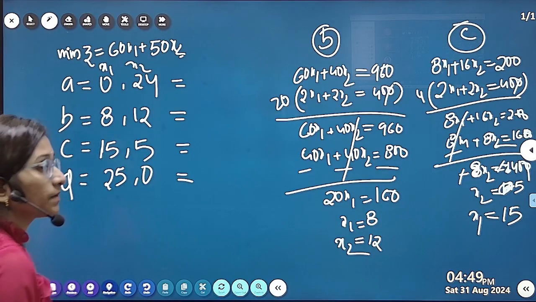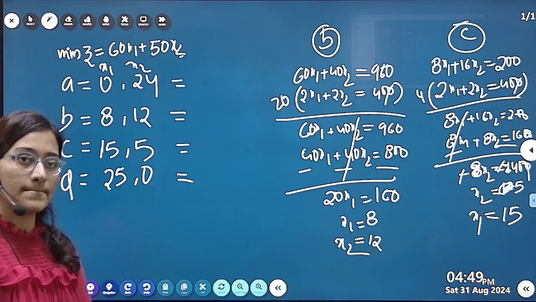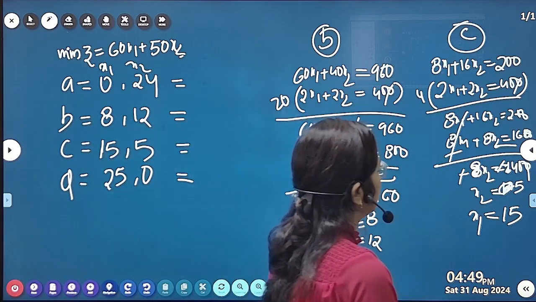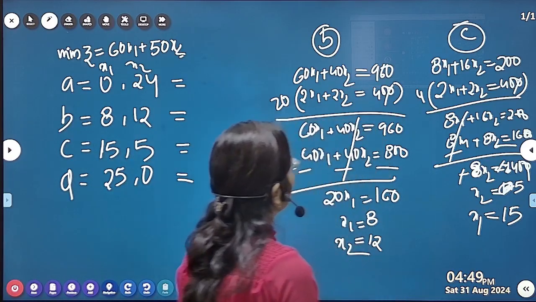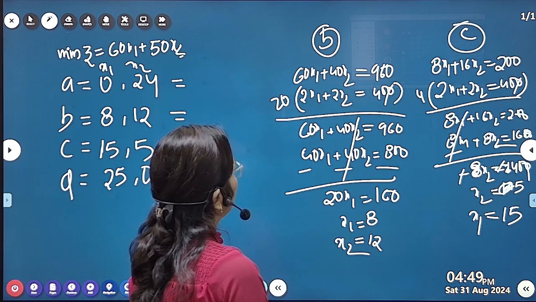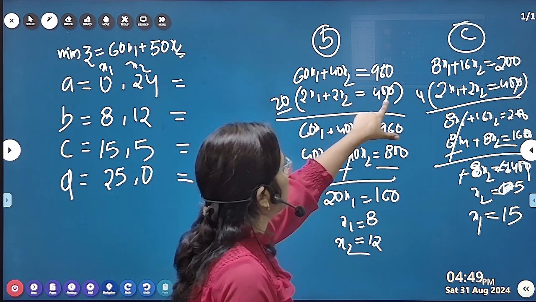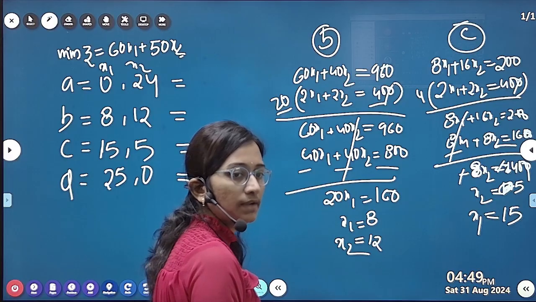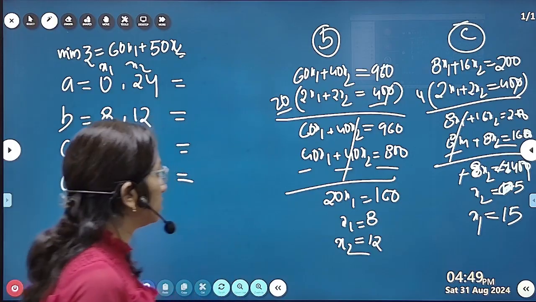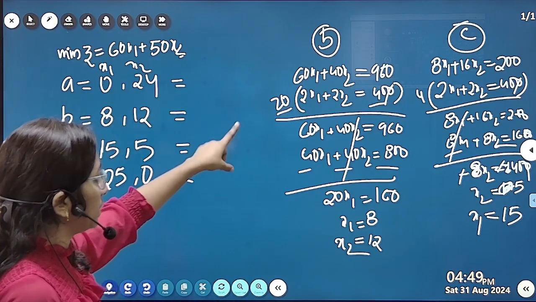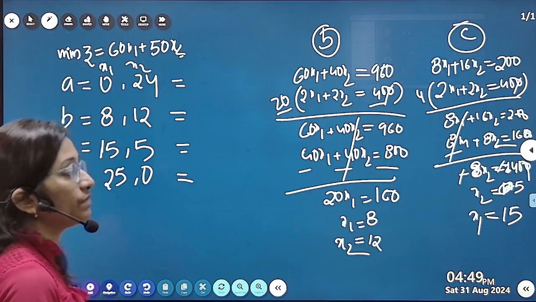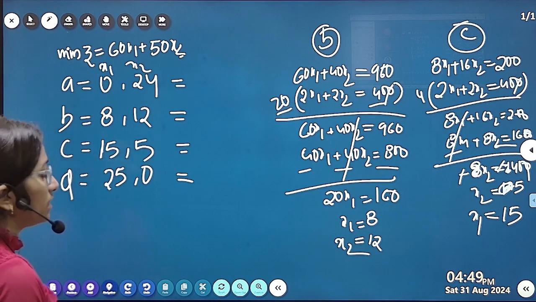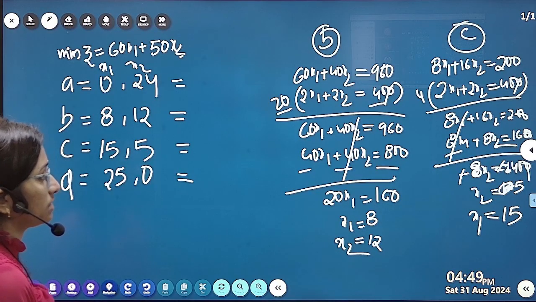Ma'am, here where we corrected the 40, it will be 960 minus 80. How will it be 80? It was 20, right? What is 20 into 40? 800, right? Yes, ma'am. So it's multiplied by 20, so 20 into 40 is 800. That is correct. It is not 1600, it's only 160.